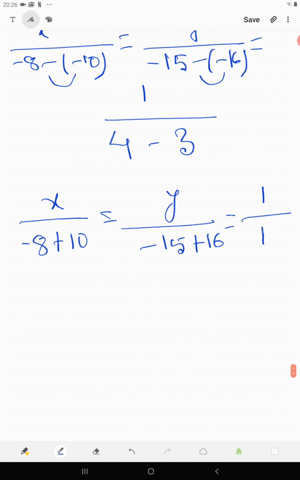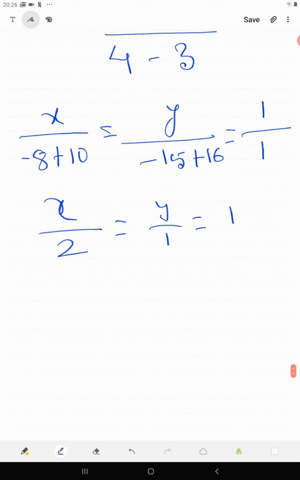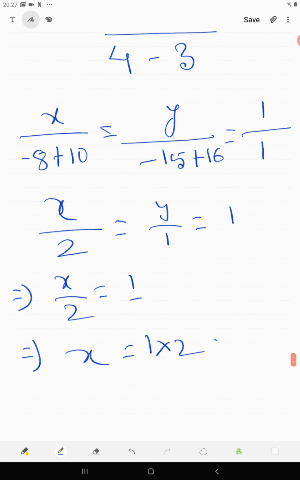So this gives us x divided by minus 8 plus 10, so it is 10 minus 8, which is 2, equals minus 15 plus 16, which is 16 minus 15, so y by 1 equals 1 by 1, which is 1. Okay, so now we need to simplify this. When we are solving for x, we will remove the y section. So what we get is x by 2 and take the constant 1. So x by 2 equals 1. Simplifying, x equals 1 into 2, which is 2.